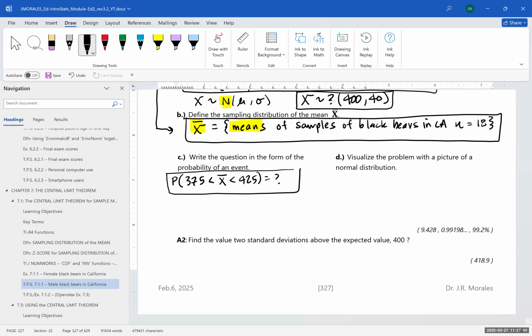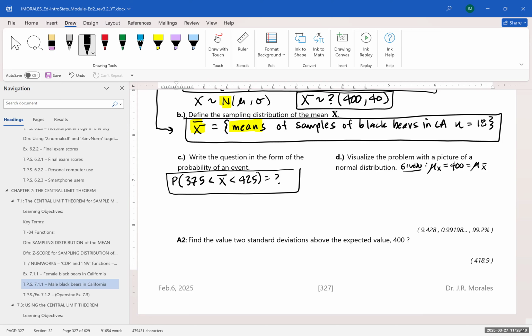All right, now visualize the problem with a picture of a normal distribution. So again, it's always good to put in your givens. So we know that the mean of the population is equal to 400. And what we also know is that the mean of the sampling distribution is also going to be equal to that.